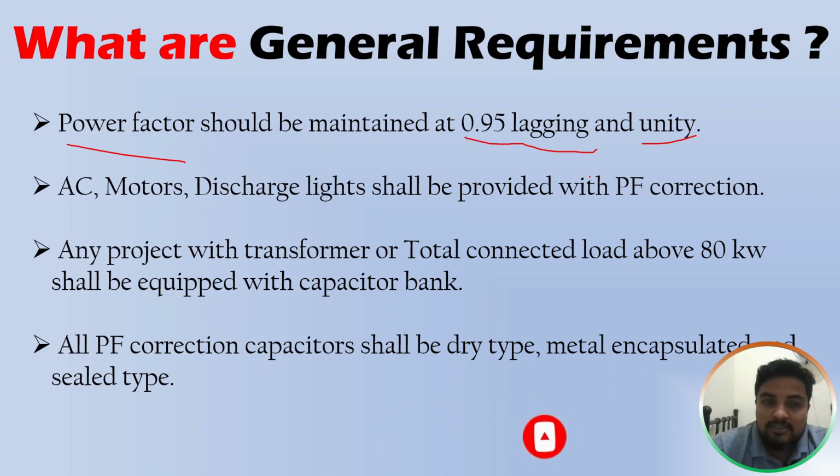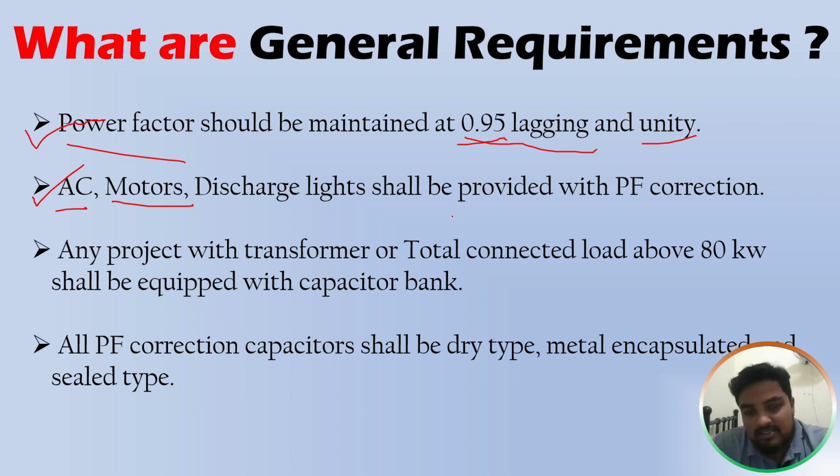The capacitor bank's main purpose is to maintain the power factor in the system. So it should maintain the power factor in the range of 0.95 lagging or unity. This is the first requirement of the capacitor bank. And the second point: big machines, ACs, big size motors and different discharge lights will affect the power factor. So these machines, ACs and discharge lights should be incorporated with the power factor correction.